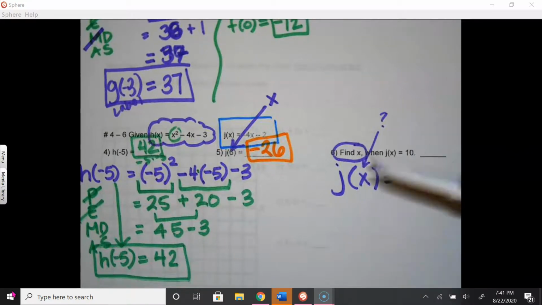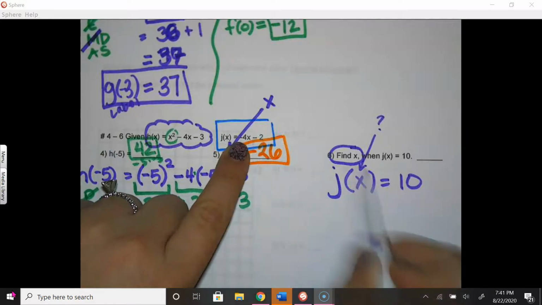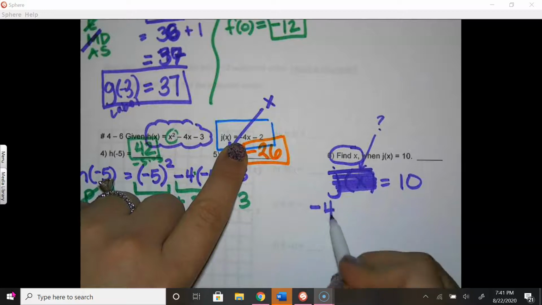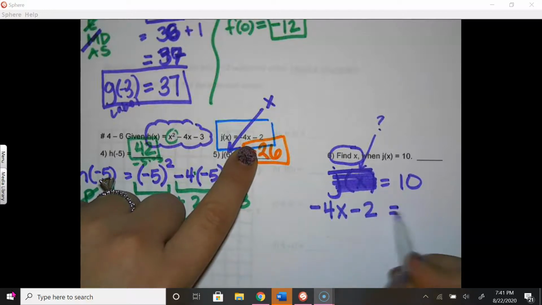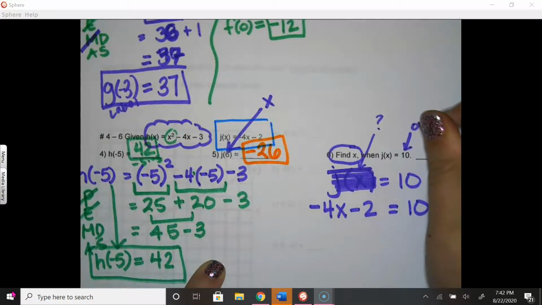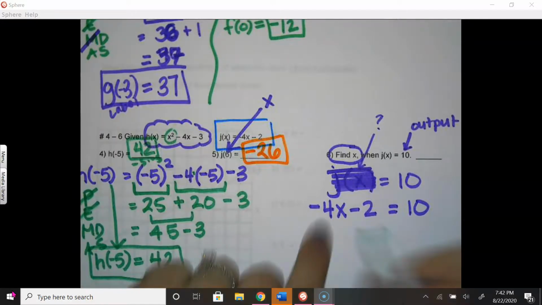So if we have to find x, we're not going to put 10 in for x. Instead, it's saying j of x, and j of x is -4x minus 2, so I'm going to replace the j of x with the function here. So it's -4x minus 2. So I have to find x. So I need to solve this equation. What they gave me was the output, what the function equals. So this is a problem where it's not a substitution like the previous 5 problems, but we need to find x.